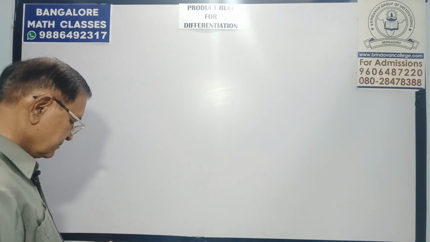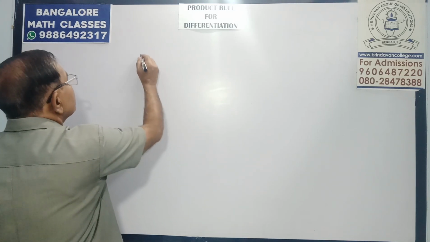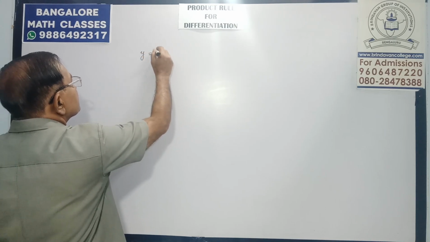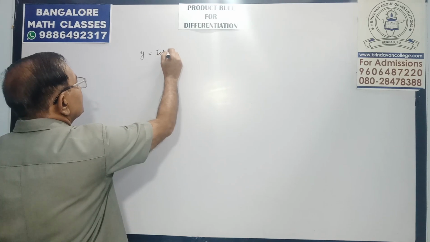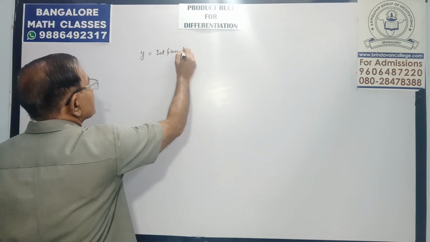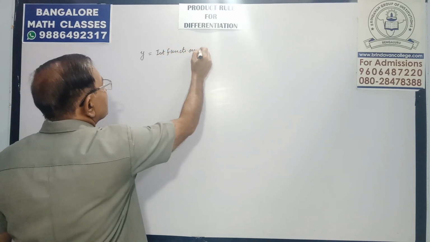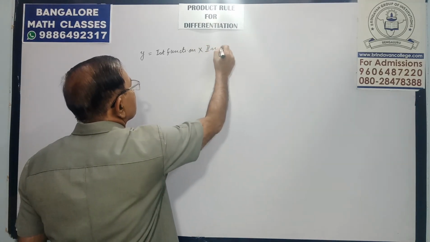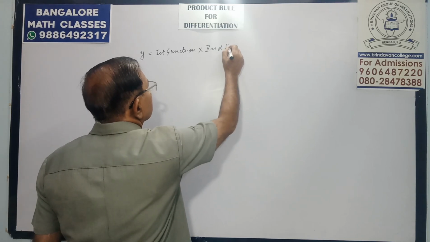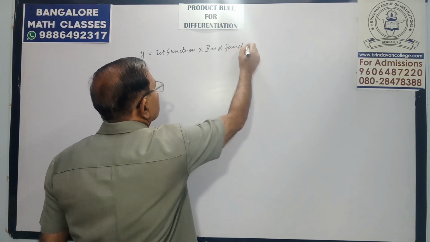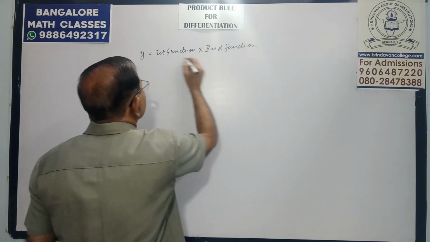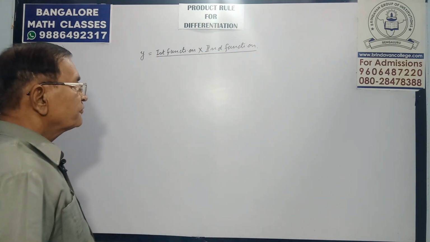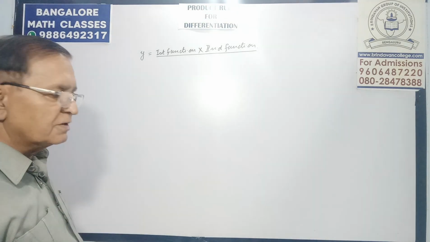Product rule in the sense, y equals the product of two functions: first function into second function. It can be a third, fourth, fifth, it hardly matters. First let's go for two, then we will explain it.